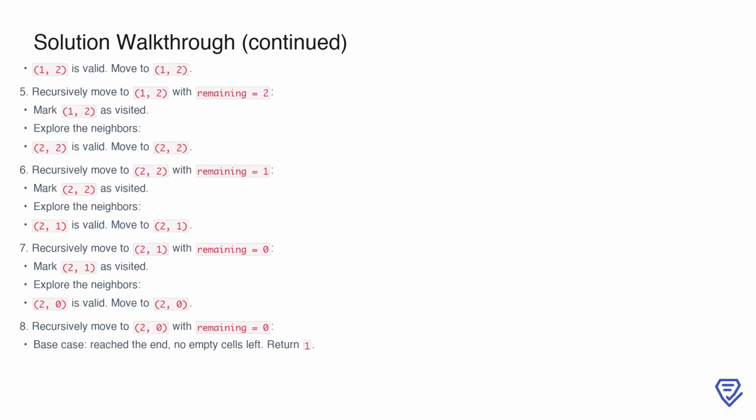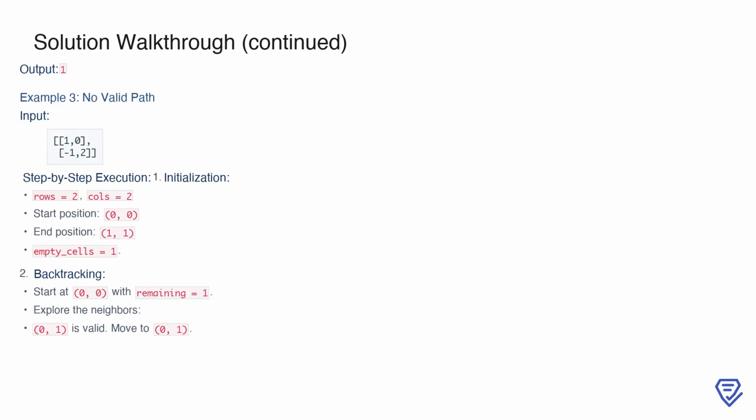The valid neighbor is 2, 0, which is the end position. Moving to 2, 0 brings us to the base case where all empty cells have been visited and we've reached the endpoint. This forms one unique path, so we return 1. After completing the path and returning the result, we backtrack to restore the grid state for other potential paths.